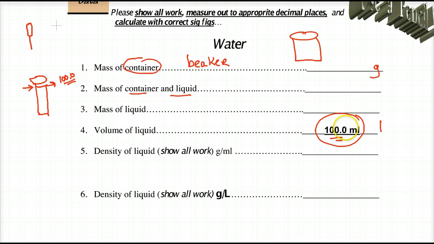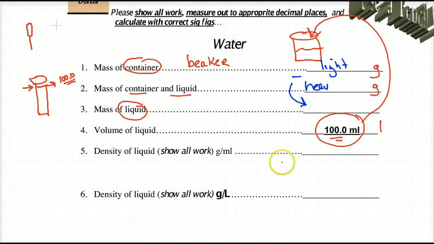You're going to put that volume into this beaker, and now you're going to measure the beaker and the volume again right here. Obviously, it's going to be heavier. To get the mass of the liquid, you probably guessed you're going to subtract these two numbers. This is the heavier value, and this is the lighter value. So the difference between these two would give you that value.